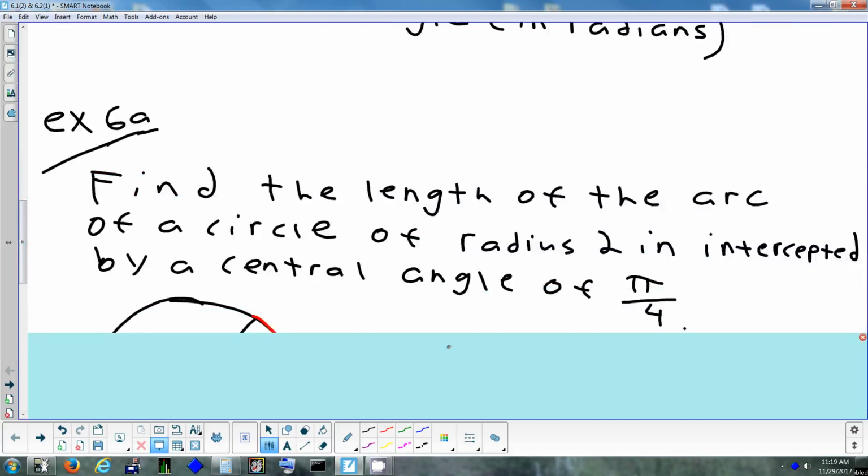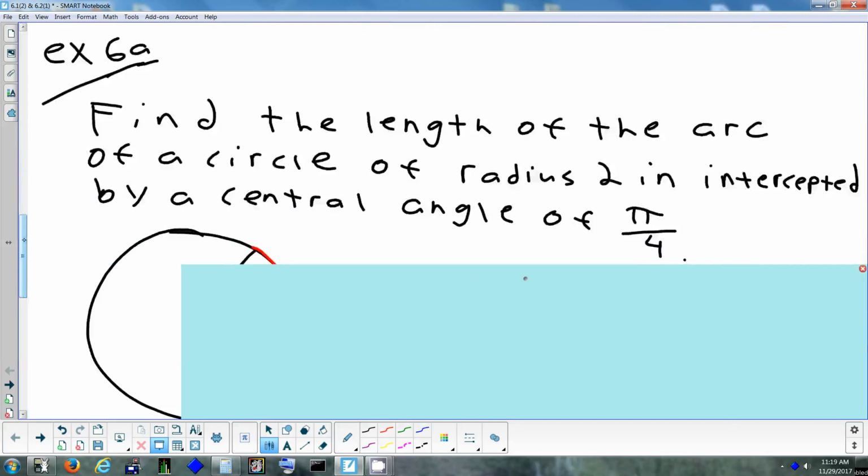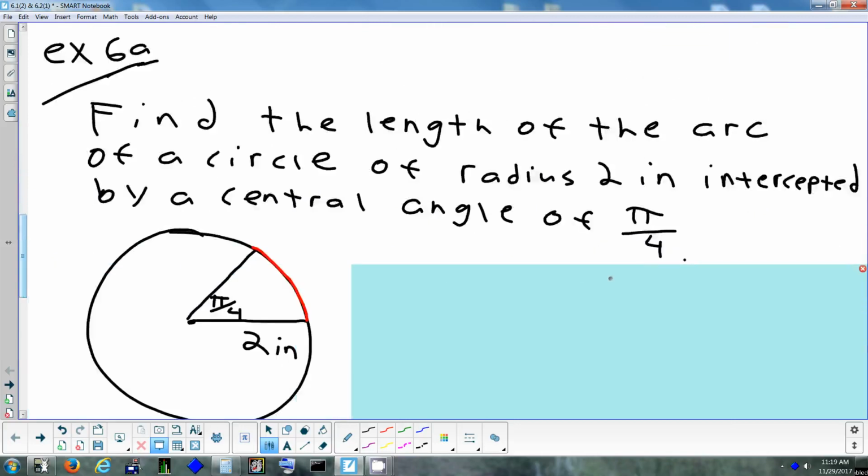When they give you an arc length problem, they can either write it all out, describe it, or they could just give you a picture instead. I did both. But on most problems, you're going to get one or the other. So here's a picture of what it's saying. They want the length of the arc. That's in red.